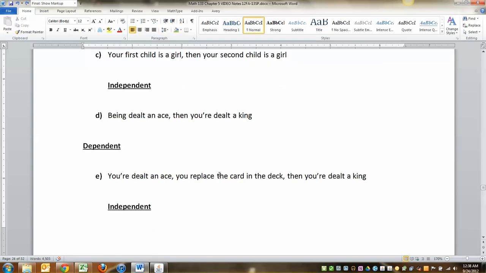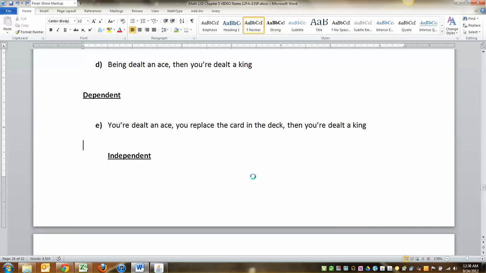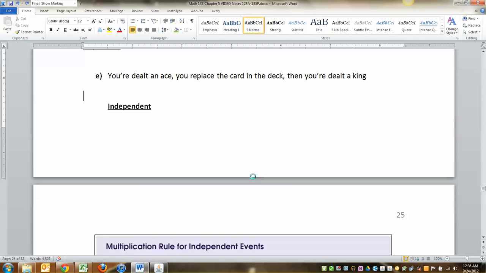If, however, you replace the card in the deck, and of course this is assuming you're choosing randomly and are not playing against a magician or something, right? So if you're dealt an ace, then you replace it and then randomly choose, then you're dealt a king. That's independent, right? Because you put it back in, then what you drew the first time should have no bearing on what you drew the second time, as long as you're not playing against a famous card trick person.